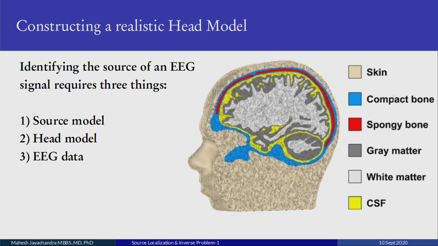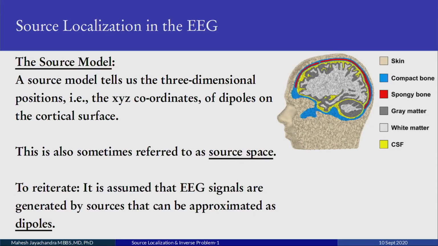One is the skin, then you have the bone, compact bone as opposed to spongy bone. The compact bone is on the outer and inner surface of the skull. The spongy bone is in between. Then, of course, the gray matter with all its neurons and glial cells and what have you, and the white matter, which is made up of mostly axons, and the cerebrospinal fluid. Okay. So all these have to be put in to do your source modeling.